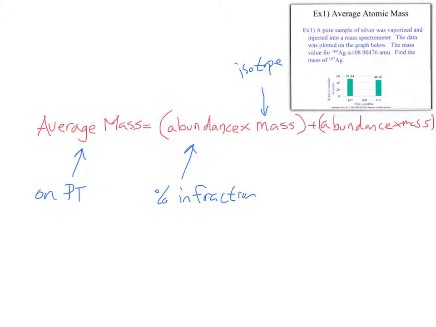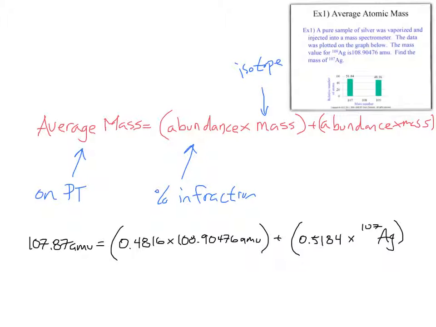Okay, so for this particular question, we know the average atomic mass of silver. That's what's on the periodic table. We can get that from there. We know the percent abundance of isotope 109, and we know the mass of 109. It's 108.90476. We know the abundance of the 107, but we don't know the mass, so this is what we're looking for. So the mass in my periodic table of silver is 107.87 AMUs.